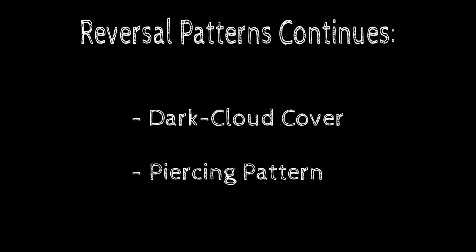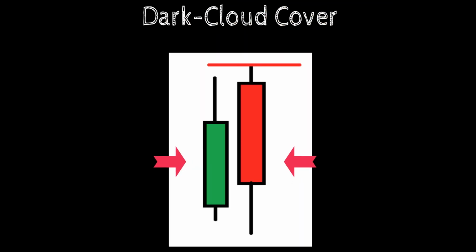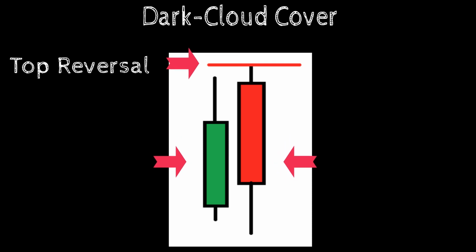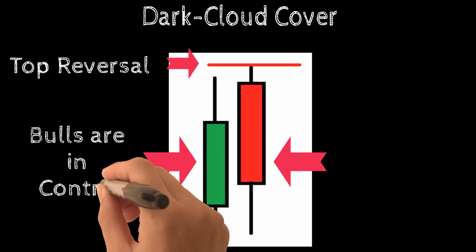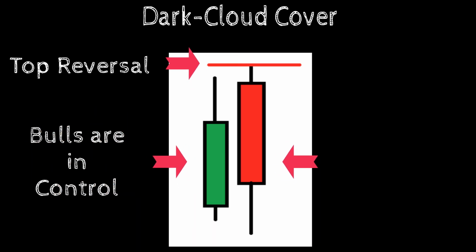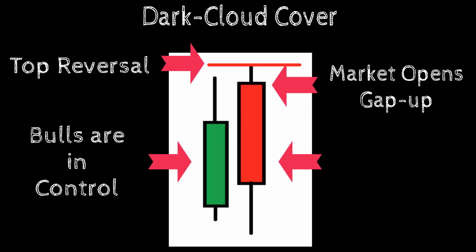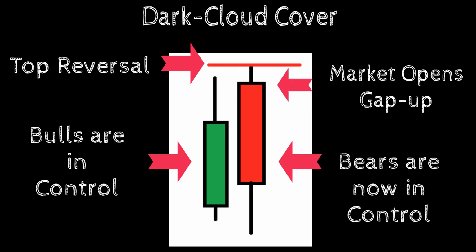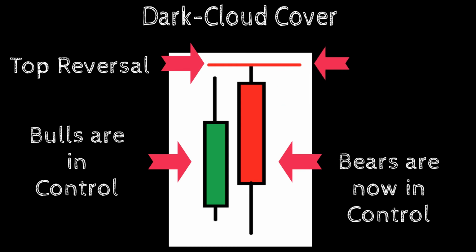Our next reversal patterns are dark cloud cover and piercing pattern. Dark cloud cover is also formed by two candles and signals top reversal after an uptrend. Here the first day is a strong green candle, with bulls in full control. On the second day, the bullish sentiment continues and the market opens gap up, but then bulls start to lose control, and because of the selling pressure the market closes deep into the first day's green candle by forming a long red candle. The top of the two sessions will act as a resistance.